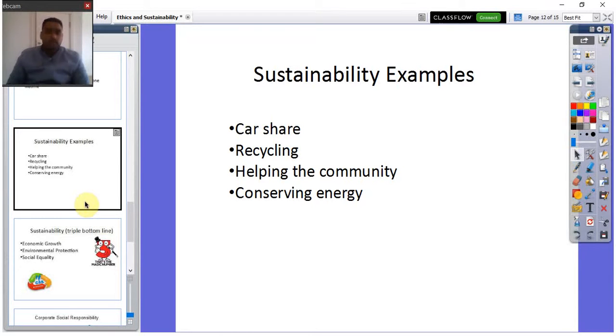Helping the community is sustainable because it means that community will grow and replace each other and continue on, and also they will have resources needed to grow, and the community will thrive basically. So this is sustainable, helping the community. Conserving energy will help the environment because less CO2 will be emitted, so there's less pollution going into the environment, which is more sustainable.